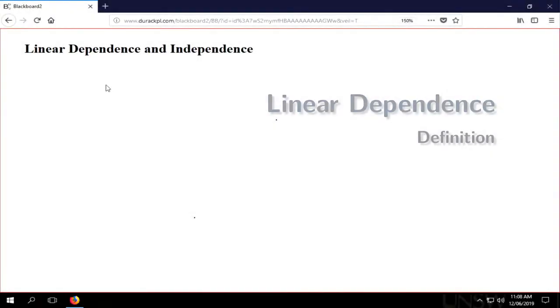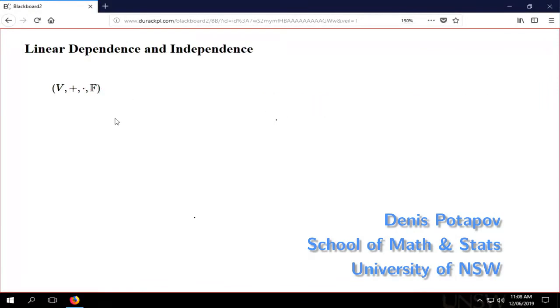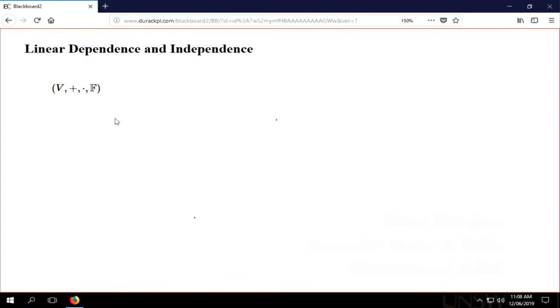Okay, so we'll start with the definition as always. So we define this concept in the context of a general vector space. And remember, every time we speak of a vector space, we think of a quadruple. So linear dependence or independence, that's the quality which applies to a set of vectors, a finite set of vectors.